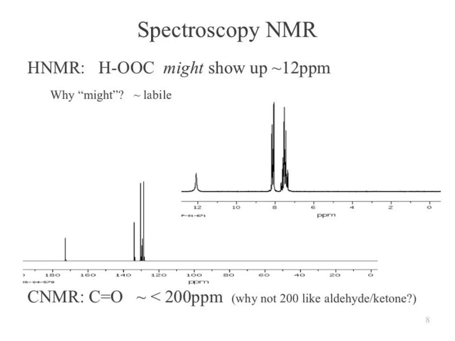Okay. If we run carbon NMR, we will see a signal for the carbon-oxygen double bond. It says less than 200 ppm as opposed to the 200 that we would expect for aldehydes and ketones. Why would it show up less than 200 and not at 200? Still a carbon-oxygen double bond.